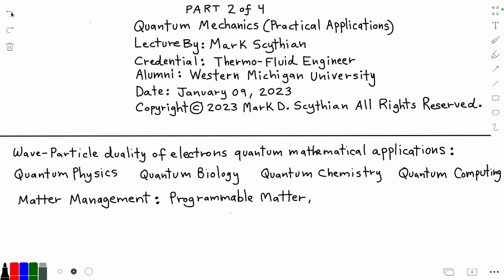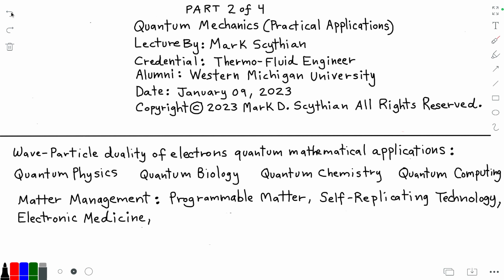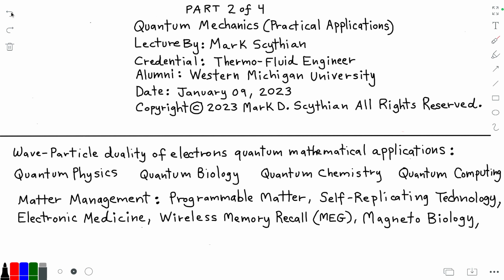So we have a very feasible upcoming or emerging technology known as matter management within the quantum mechanics models, and they include programmable matter, self-replicating technology, electronic medicine, wireless memory recall, that's magnetoencephalograms, magnetobiology, which would be everything from tracking the cells and molecules, DNA, our cell factories that produce new cells to replace old cells, known as meiosis.